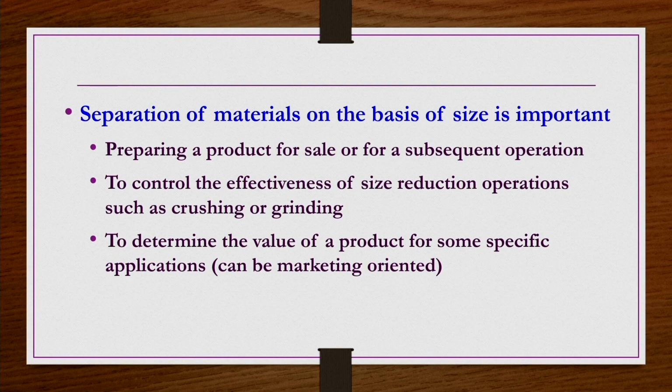Also, to determine the value of a product for some specific applications, usually marketing oriented. For a marketing purpose, let us say some food product or some pharmaceutical product, you need to have the final product or the chemical of specified size. In such cases also, you may need to use separation by size using the screens. So, these are some general situations where we may need separation based on size using the screens. But now we take a few specific examples of how they are useful.